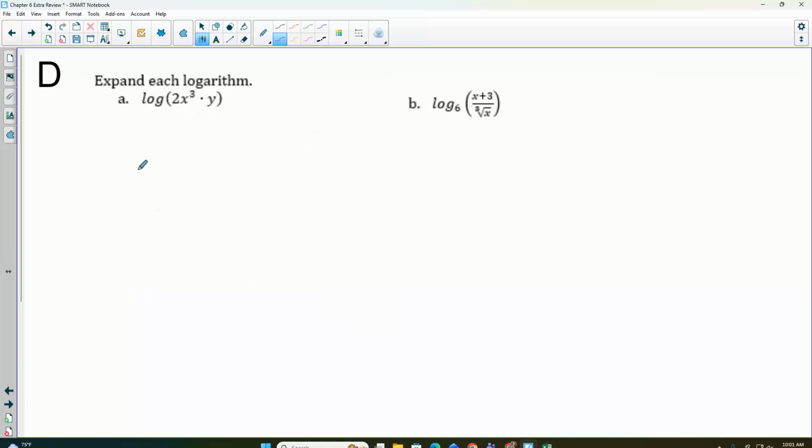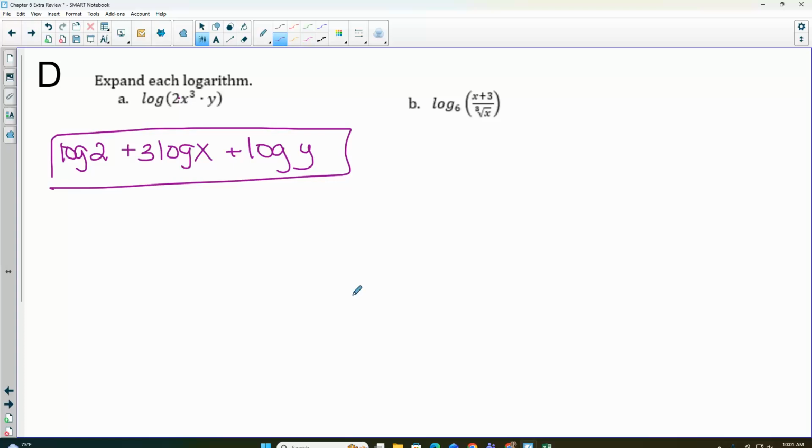All right, expand. We see a multiplication between the x and the y, but remember, the 2 and the x are also multiplied. So we need to break this into 3 logs. So we have the log of 2. When things are multiplied, we add. The log of x cubed, what do I do with my cube? Plus the log of y. We can't leave things multiplied or divided in our final answer.